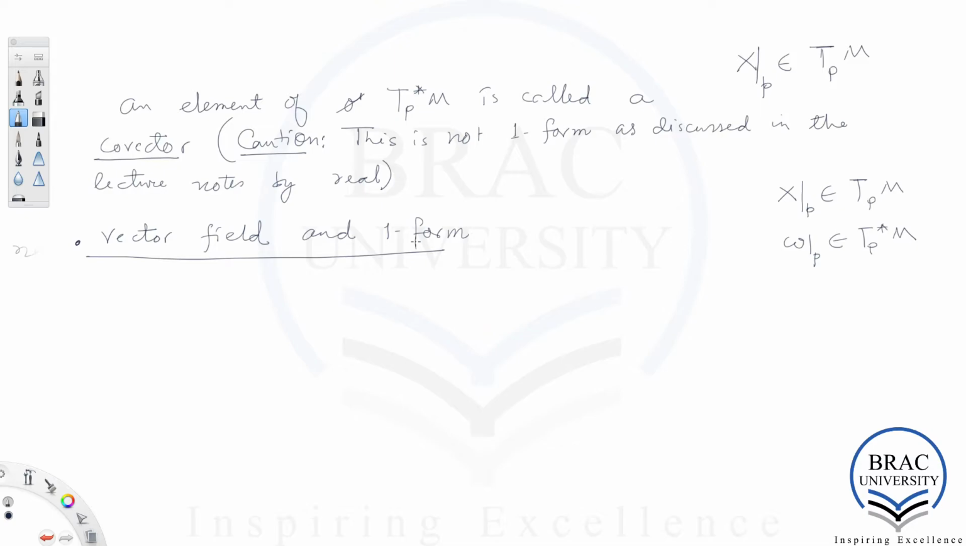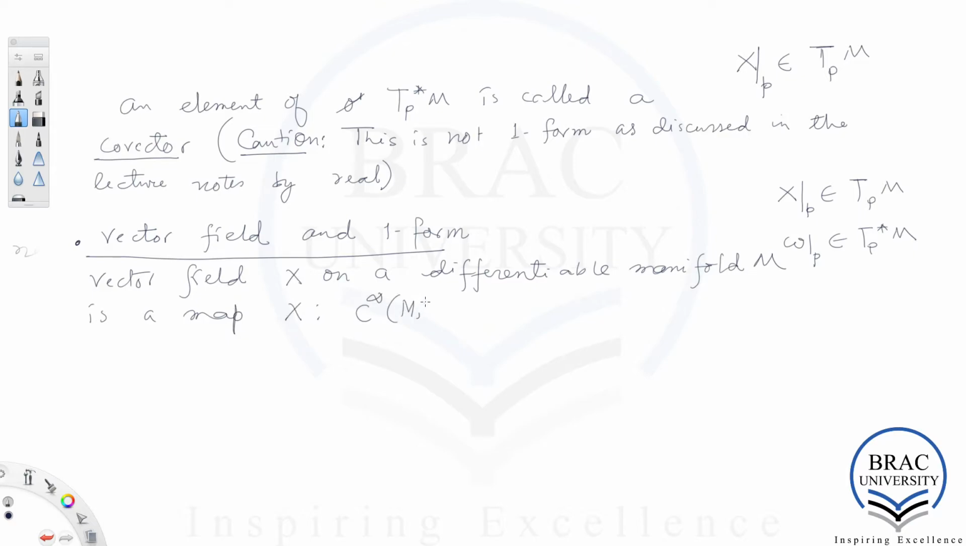So here is the definition of a vector field on a differentiable manifold. A vector field X on a differentiable manifold M is a map X from C infinity M comma R to C infinity M comma R. This is the vector space of all functions from M to R, or you can call it the space of real valued functions on M. It has a vector space structure.